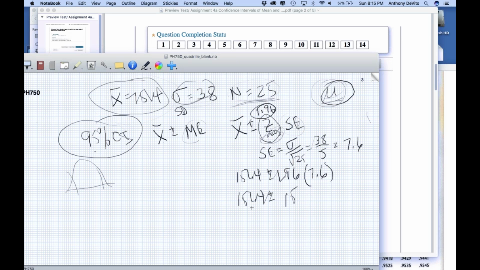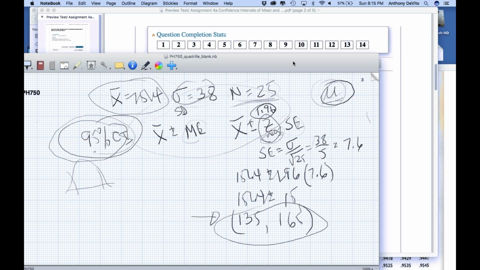So if I add and subtract that from 151.4, I'm going to wind up, and I'm grossly rounding here just to speed things up a bit so we can cover more material, between 135 and 165. Right? So we're 95% confident that the true mean cholesterol for the population where this sample was taken from is between 135 and 165. Okay, that's our confidence interval.